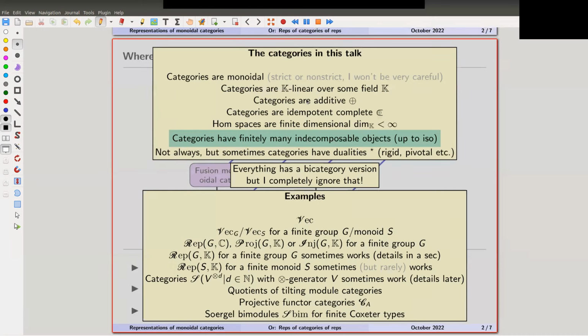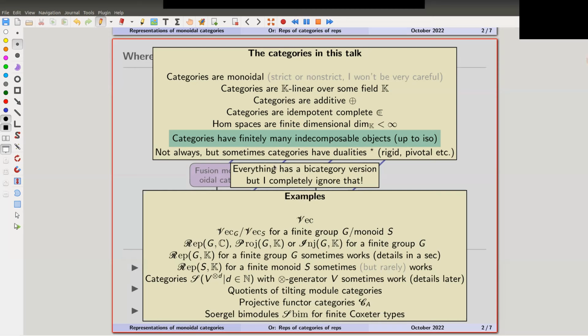Examples that we will study, as I said, for the rest of the talk, essentially, but here's a list of examples. At least one of them will work for you. So, for example, the trivial group. What is the easiest category to study? It would be the category of vector spaces. That fits into my framework. It has one indecomposable object, the ground field itself. It's additive and so on. And it's a monoidal category. So you can tensor representations, which in this case just means you can tensor vector spaces. It's really just a standard example here.